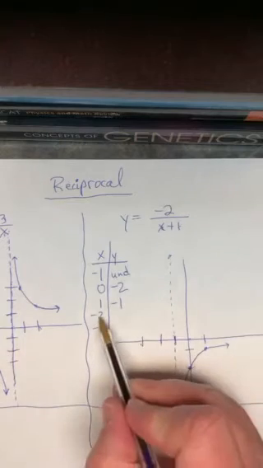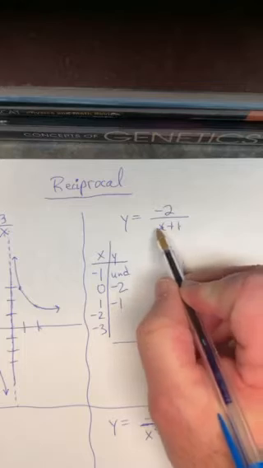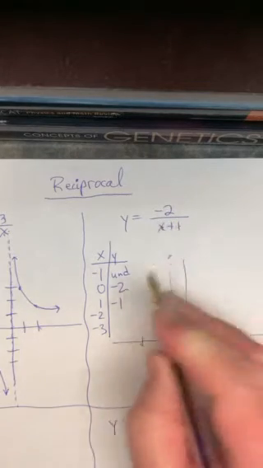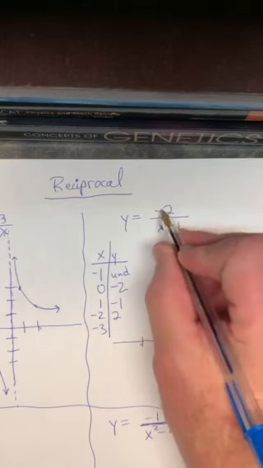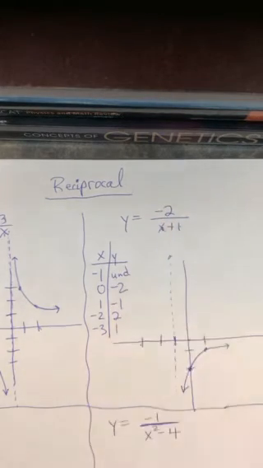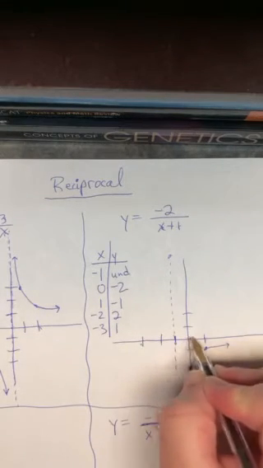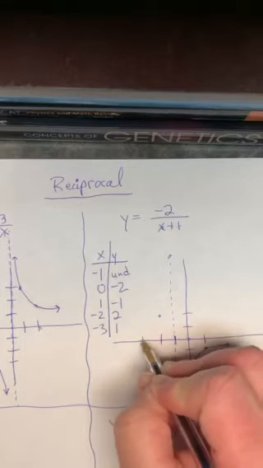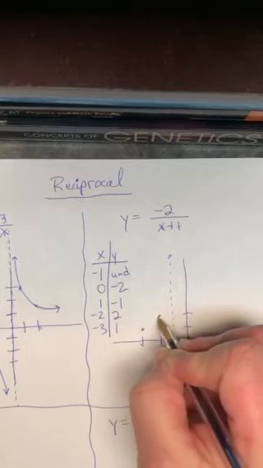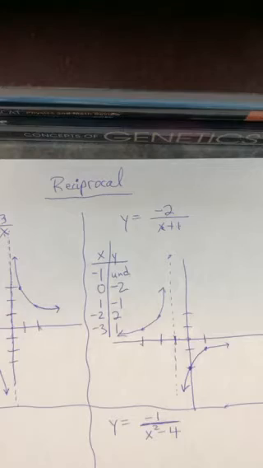To the left, if I plug -2 in, -2 plus 1 would be -1. -2 over -1 is 2. -3 plus 1 is -2. -2 over -2 is 1. So that curve ends up above the x-axis, correct? Because I'm going to plot my points, left 2, up 2, left 3, up 1, connect them up, and again, there's his twin brother on that side. Not hard, just take your time and do the math right.